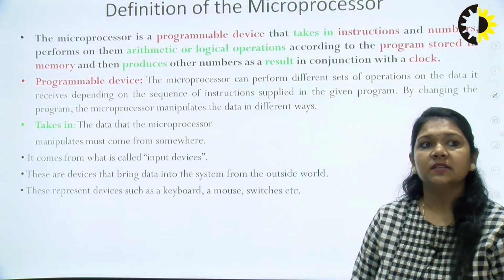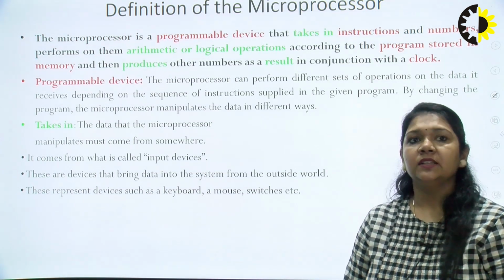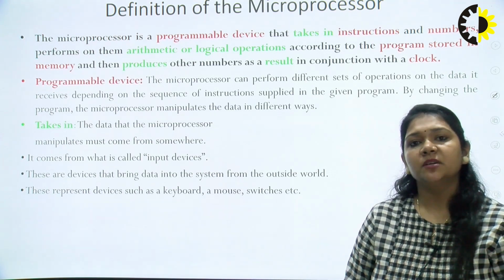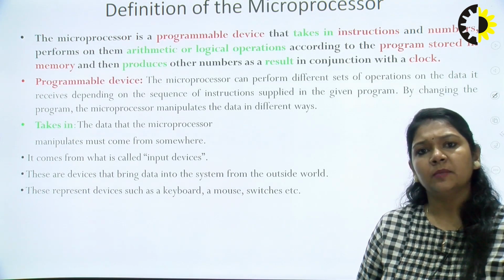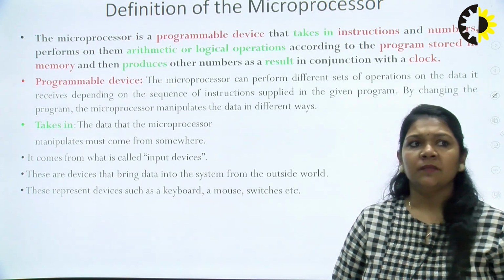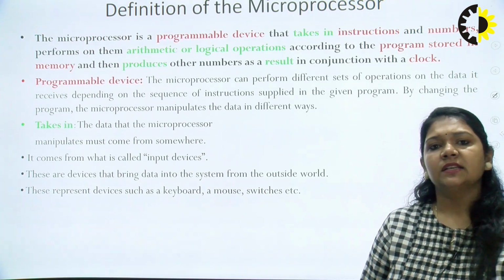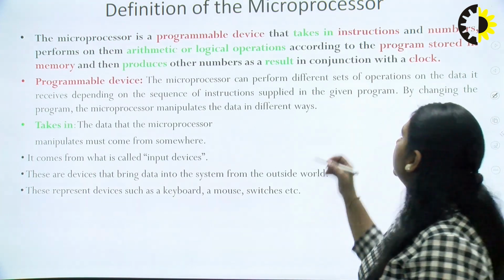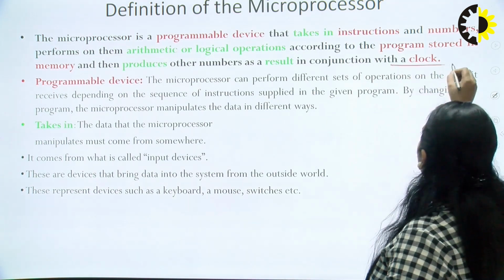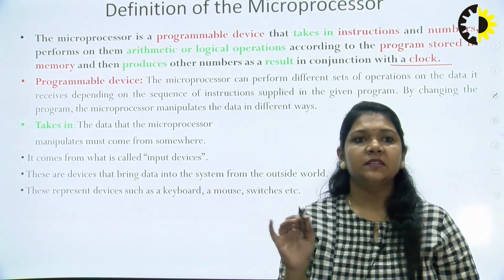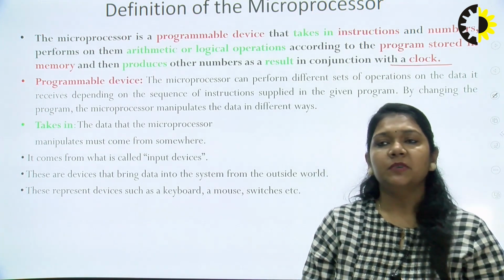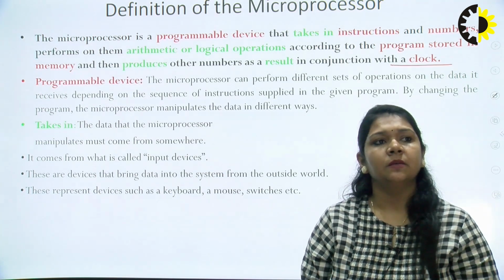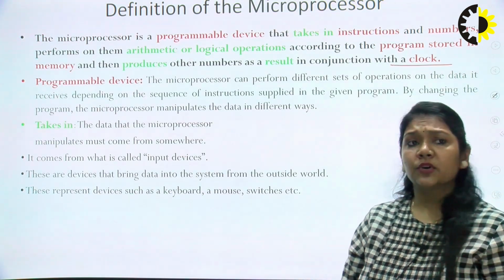A microprocessor is a programmable device that takes in instructions and numbers, performs some arithmetic and logical operations on them according to the program which is already stored in the memory, and produces another number as a result, in conjunction with the clock. The clock is simply a signal that is generated for some device so that the device can work. So what do we mean by a programmable device?